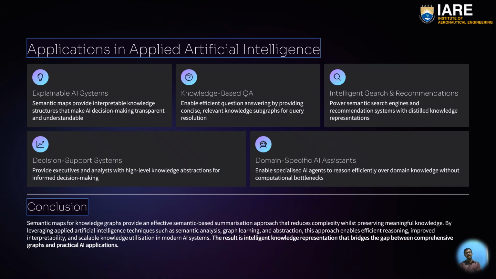Hence, finally, after all this, I would like to conclude this topic. Semantic maps for knowledge graphs provide an effective semantic-based summarization approach that reduces complexity whilst preserving meaningful knowledge. By leveraging applied artificial intelligence techniques such as semantic analysis, graph learning, and abstraction, this approach enables efficient reasoning, improved interpretability, and scalable knowledge utilization in modern AI systems. The result is intelligent knowledge representation that bridges the gap between comprehensive graphs and practical AI applications.